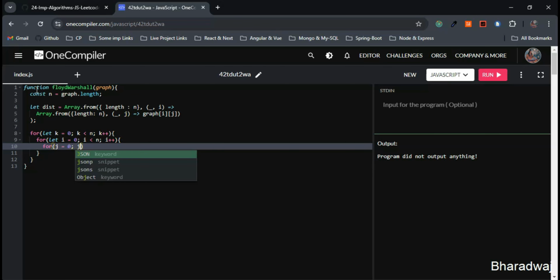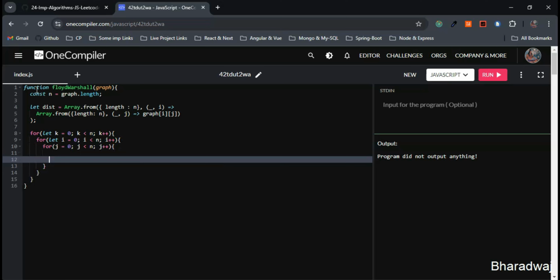Here this will be j equals 0, j less than n again. This will be j plus plus. So I hope this is clear till here. So i is nothing but the starting vertex or the start node. j is nothing but the destination vertex or destination node.